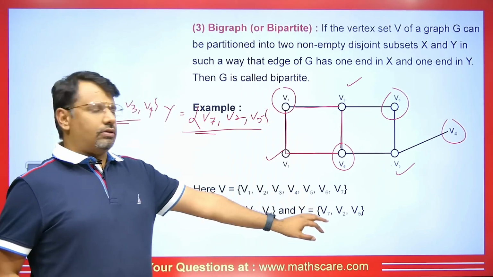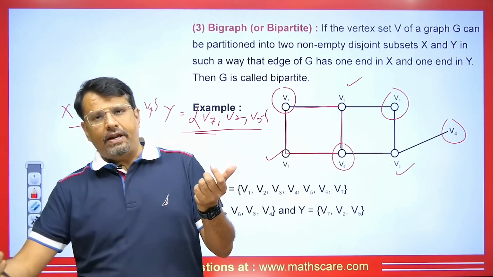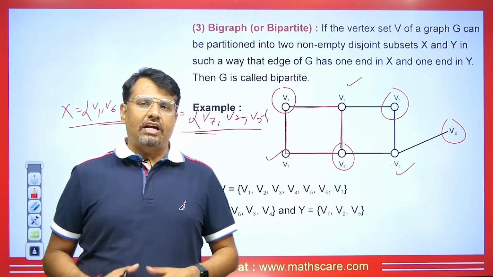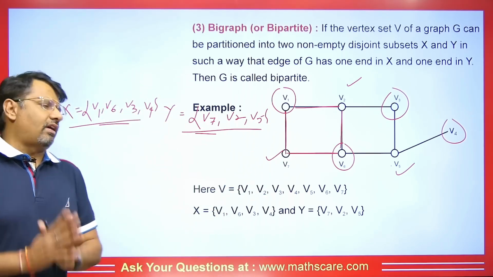And it needs to be noted that whatever edge we have, one of its points is going into one set and the other point is going into another set. What do we call this type of graph? It is called a bipartite graph.